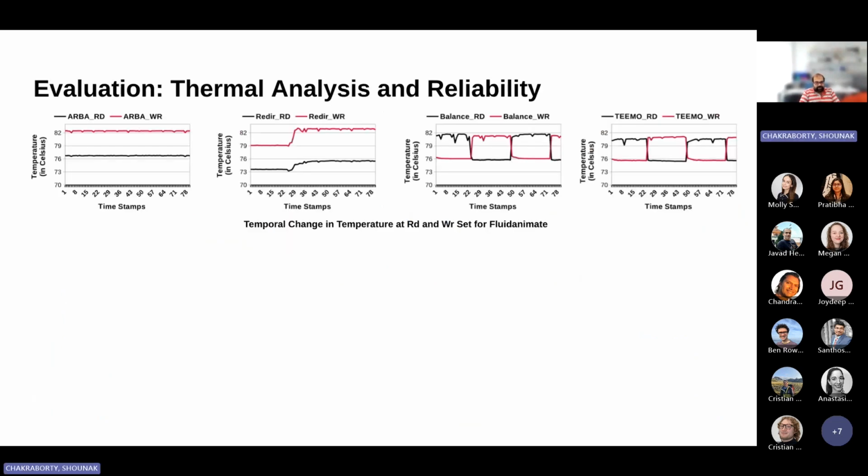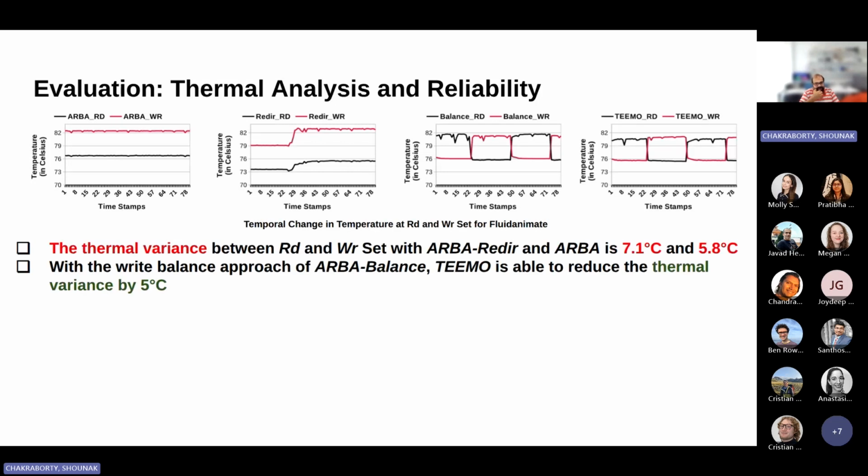So this is our result. We have evaluated our architecture called TIMO, and thermal analysis and reliability are shown here. These graphs are shown for the fluidanimate application from the PARSEC benchmark suite, and you can see the thermal variance between read set and write set with ARBA-Ready and ARBA is 7.1 and 5.8 degrees Celsius respectively.